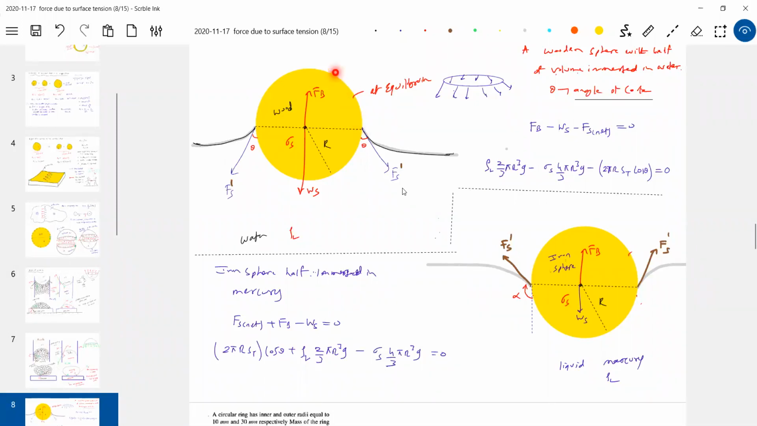So it will be like this. I'm not bothered about that; I'm bothered about the forces on the wood, no? So these are the forces acting on what? On the wood. So on the iron sphere. This is what? On the wood.